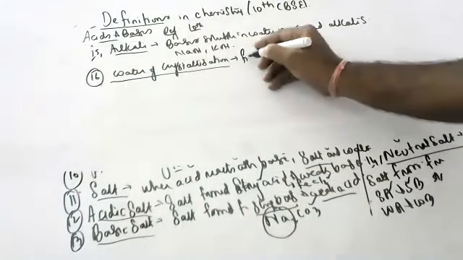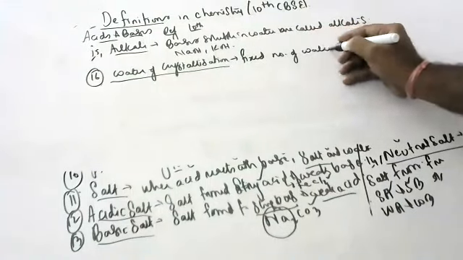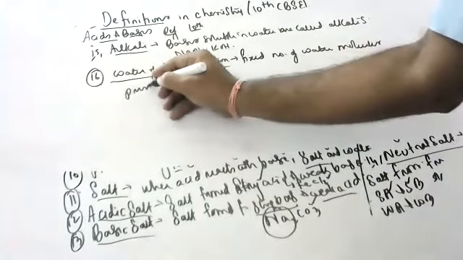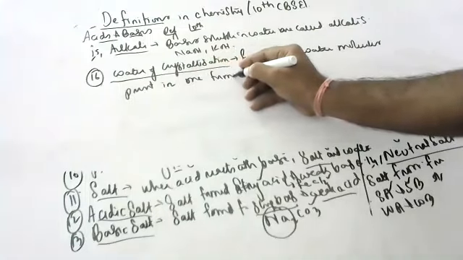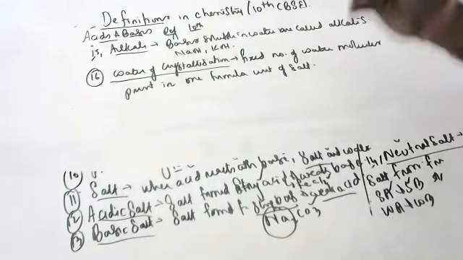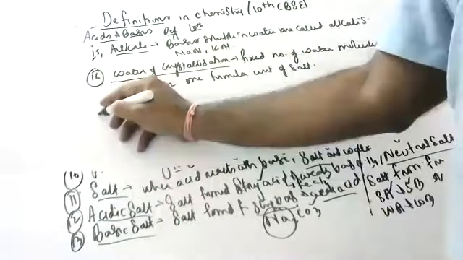Very good. Water of crystallization is the fixed number of water molecules present in one formula unit of salt.